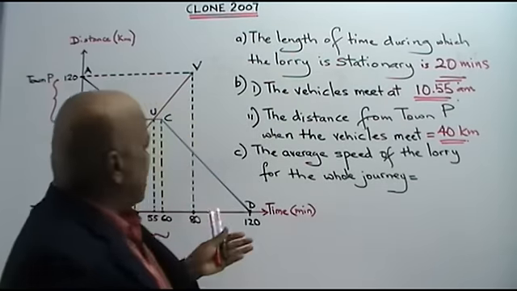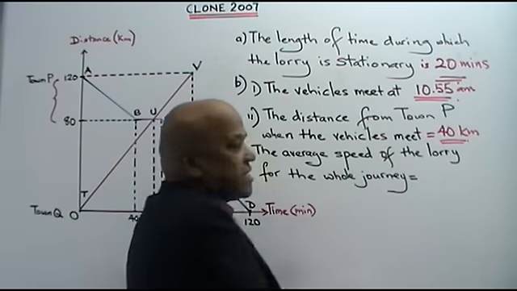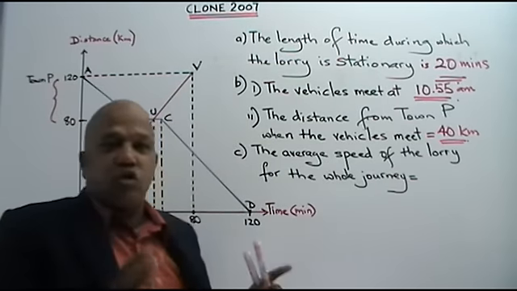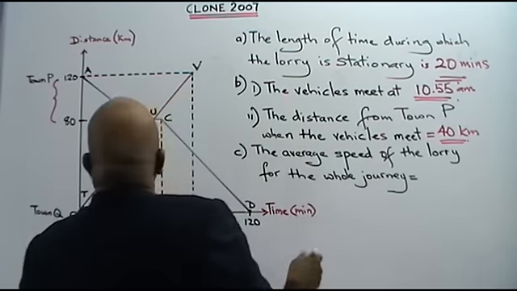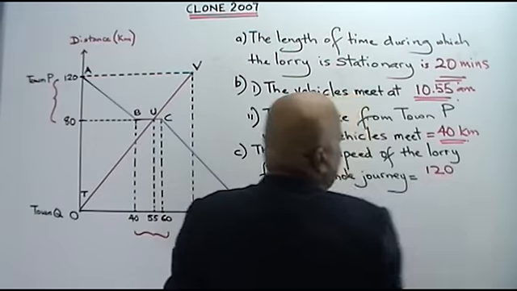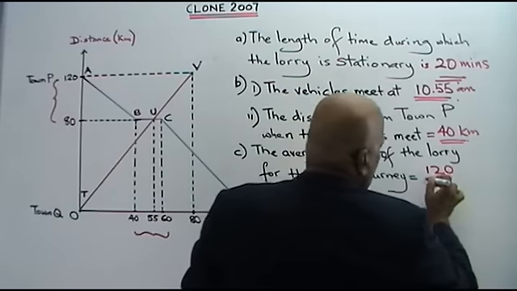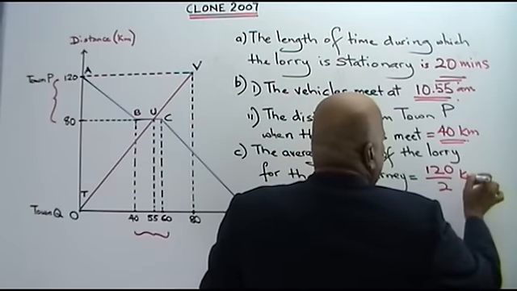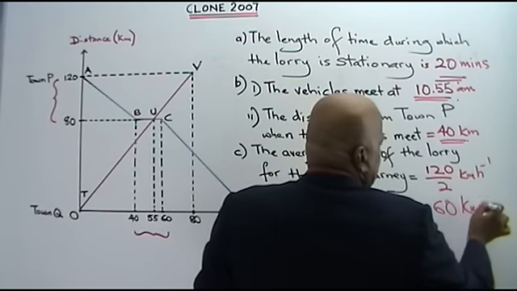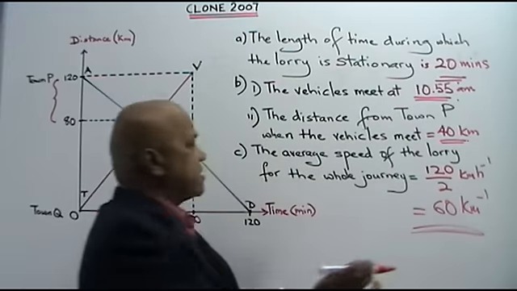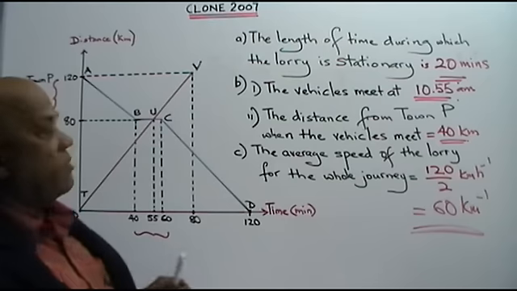Okay. What is the formula for average speed? Average speed is the total distance traveled divided by the total time taken. Okay. Total distance traveled is 120 kilometers. Total time taken in hours is 2. So kilometers per hour. So your answer is 60 kilometers per hour. That is your answer. That is the average speed of the lorry from town P to town Q.